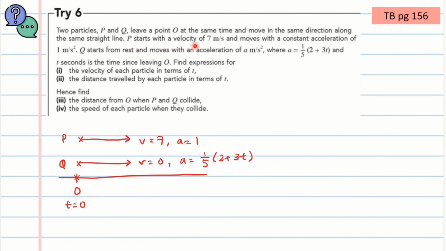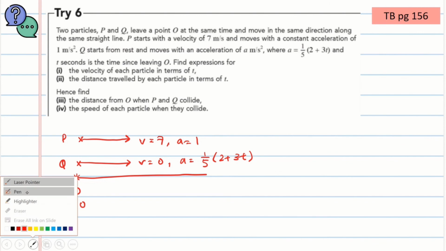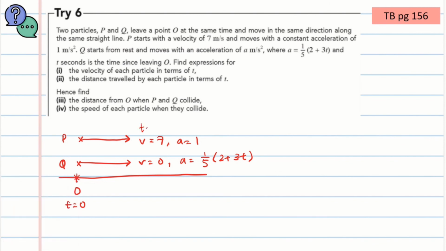P starts with a velocity of 7 meters per second. That means that when t is equal to 0, v is equal to 7, and it moves with a constant acceleration of 1 meter per second squared. So therefore, I have v equals 7 and a equals 1 over here. This is when t is equal to 0.